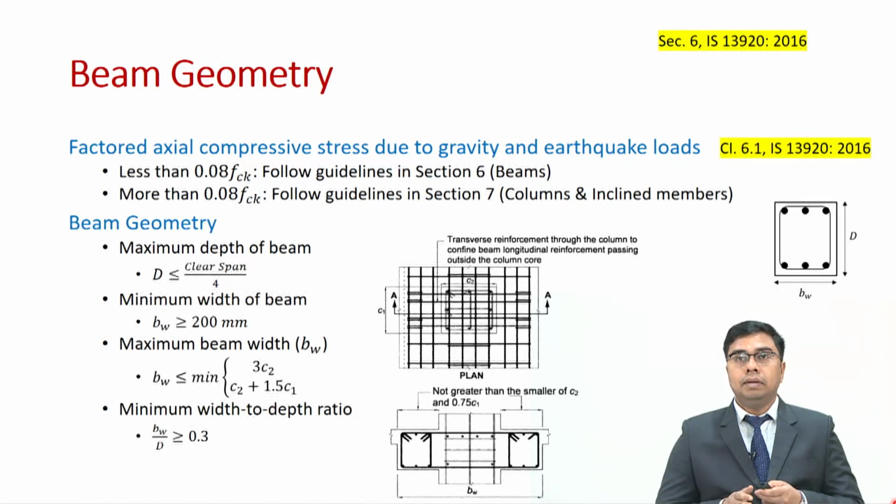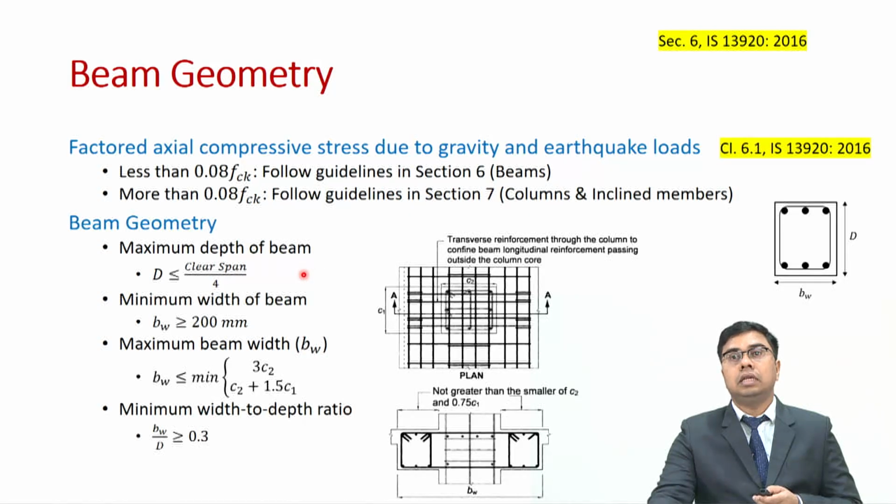When it comes to beam geometry, we have some limitations related to the cross section of the beam for good seismic resistance. For instance, the first constraint is about the maximum depth of the beam. The depth of the beam cannot exceed 1/4 of the clear span. What is the rationale behind this? The rationale is that if you have a very deep beam, the beam will tend to have a shear failure, and shear failure is brittle in nature. So, in order to have a ductile failure, we restrict the depth of the beam.